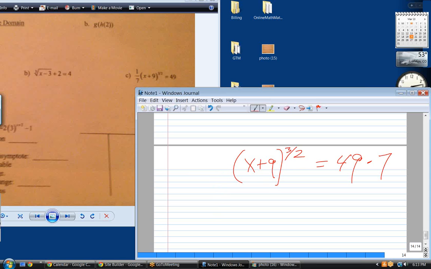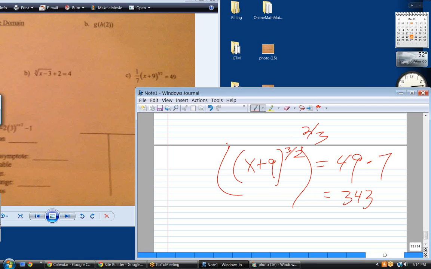I would distribute the... Can't distribute. I don't know how to take x plus 9 to the 3/2 power. I could square it. I could cube it. But then I don't know how to take the square root of what I would have. So that's not how I get rid of this exponent. What do I have to do to both sides to get rid of the exponent? I don't remember. What if I take both sides to the 2/3 power?